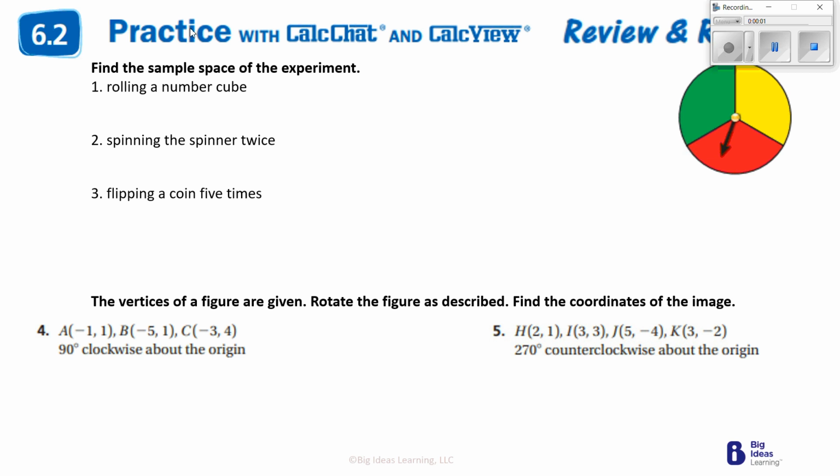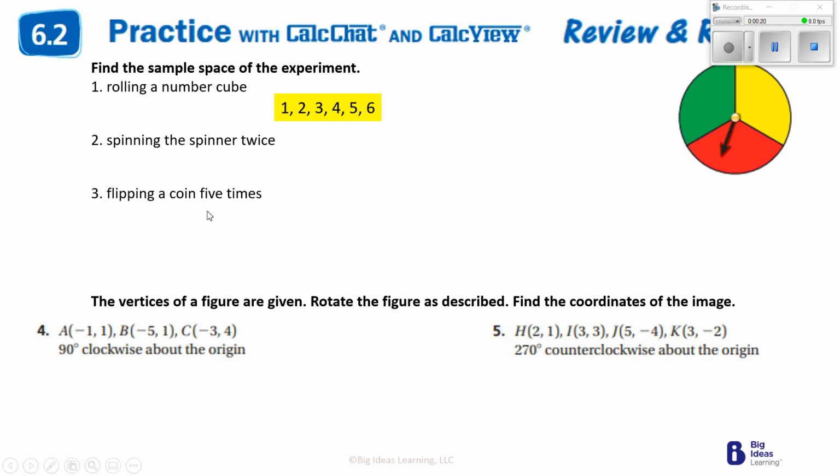Seventh graders, let's go ahead and knock out 6.2. I got all the options. It says find the sample space of the experiment rolling a number cube. If I roll a number cube, it could either land on 1, 2, 3, 4, 5, or 6. That's the whole sample space for that particular problem.